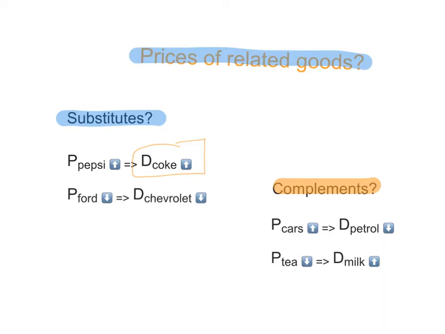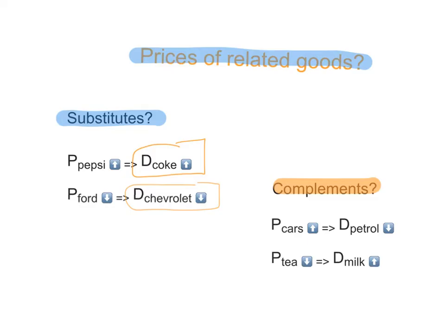What about cars, Ford and Chevrolet? If Fords are cheaper, so the price of Ford falls, you would expect the demand for Chevrolet, which is a close substitute, to decrease as a result of that change in the price of Ford. So the prices of related goods, when they change, they can actually affect the demand of the good that you're looking at. Another relationship between goods is complements.